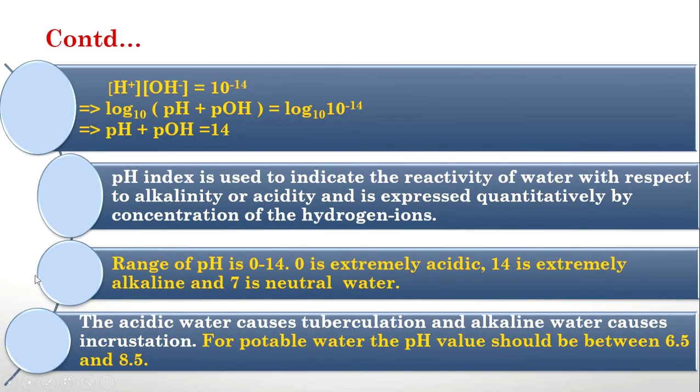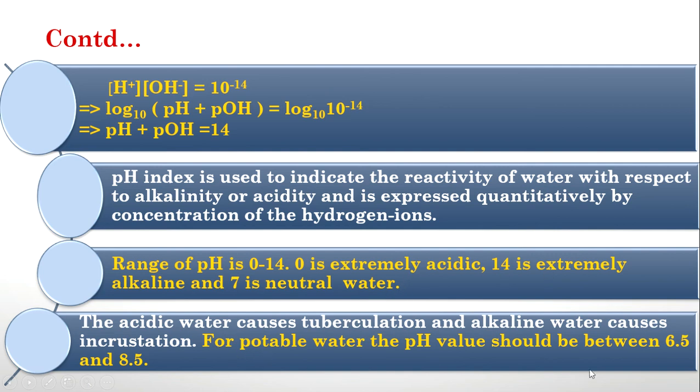And the scale of pH is between 0 to 14. Mainly this pH will be in the range of 0 to 14. 0 to 7 pH indicates acidity. 7 to 14 will indicate basic nature or alkalinity. And 7 indicates neutral. So if the water is between 0 to 7, we can say that the water is acidic. If it is between 7 to 14, we can say that the water is basic or alkaline. And if it is 7, the water is neutral.